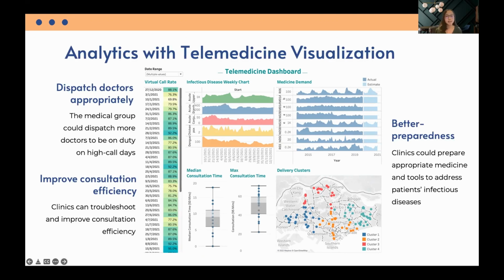Analyses include, if there is a spike in certain daily infectious diseases, the clinics could prepare appropriate medicine and tools to address patients' diseases. If there is a spike in virtual call rates on specific days of the week, the medical group could dispatch more doctors to be on duty on high call days. Tracing the median and maximum consultation time with a box plot will allow clinics to troubleshoot and improve consultation efficiency.